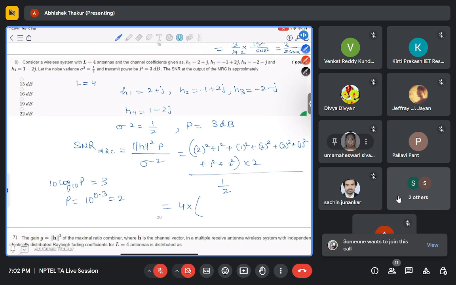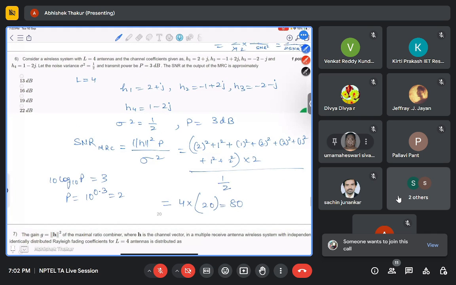5, 6, 10, 14, 15, 20. That is equal to 80. So now when we find it in terms of dB, it will be 10 log 10 of 80. So this 10 into log 10 of 80 is around 19, so this is equal to 19 dB. So option C is the correct answer for this question.